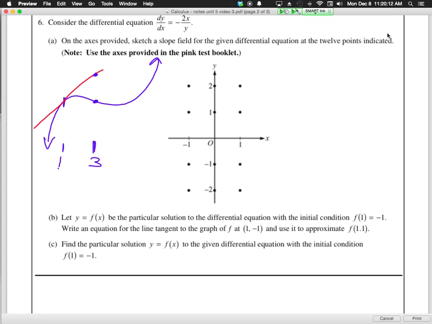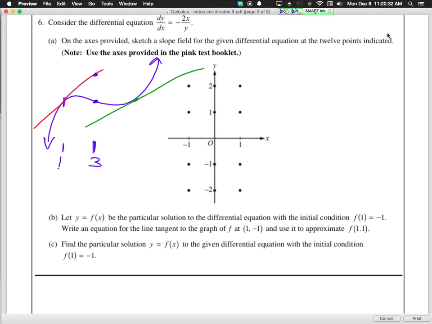Okay? So what if I chose a point over here and I did a tangent line, and then I used that tangent line to approximate my values? Would my values be bigger or smaller than the actual values? Smaller. Why? The tangent line is under the curve here.